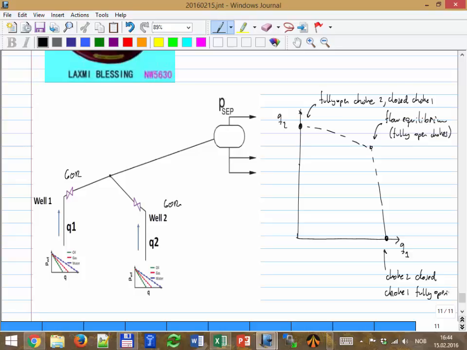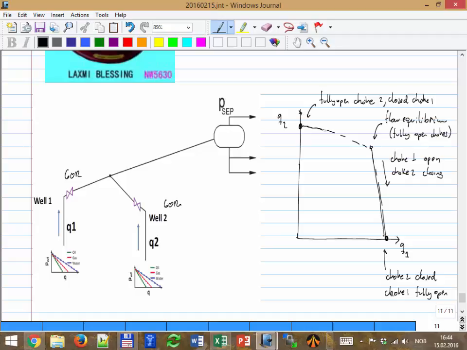What I'm going to tell you is a bit difficult to believe, but if you join them, not with the line, but let's say you're at point 1, where all of them are fully open. Now you begin to close choke 2, slightly closing it, leaving choke 1 open. So on this line, choke 1 is fully open and choke 2 is closing. I will be moving through that line until I reach this point, right?